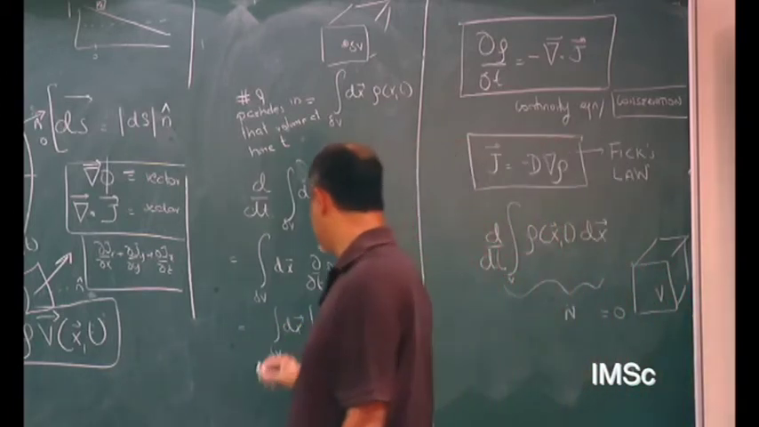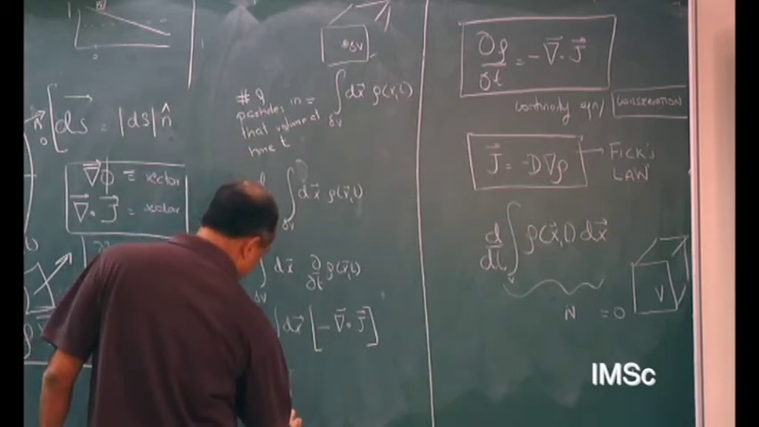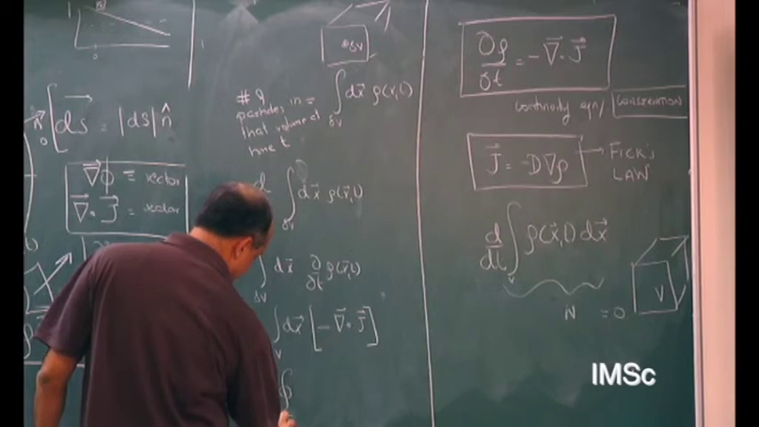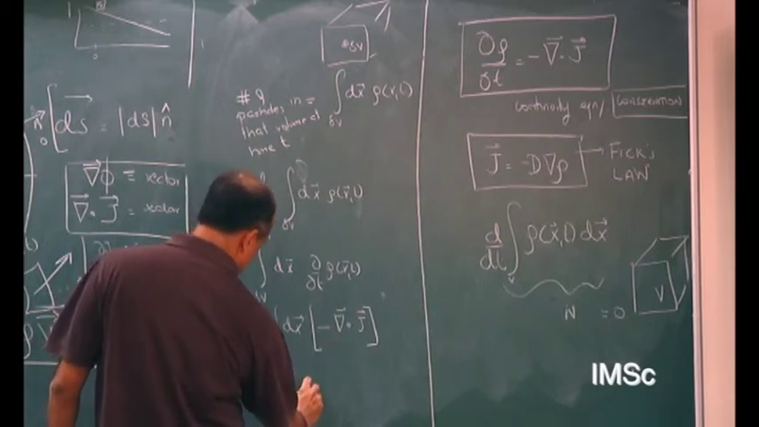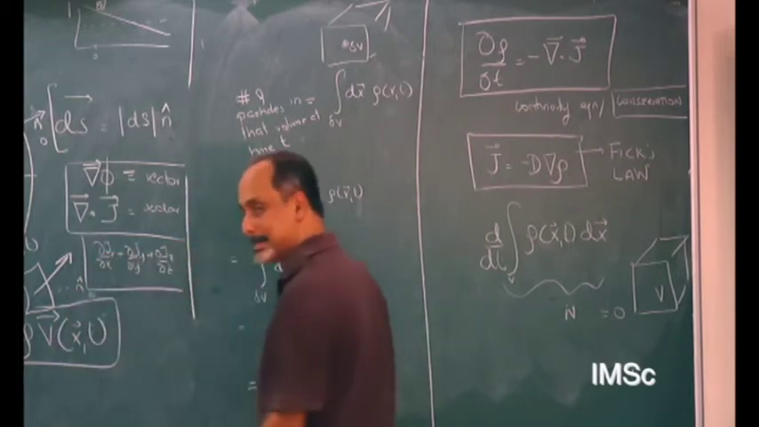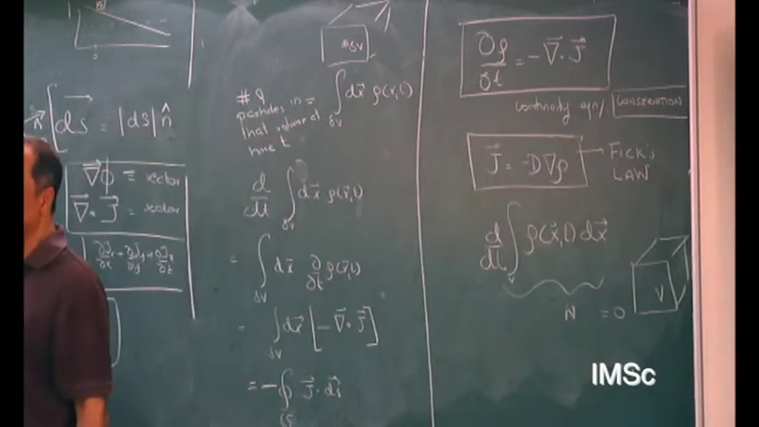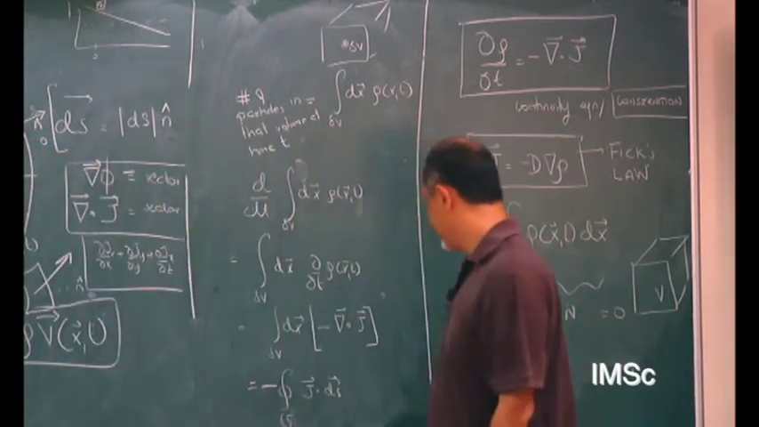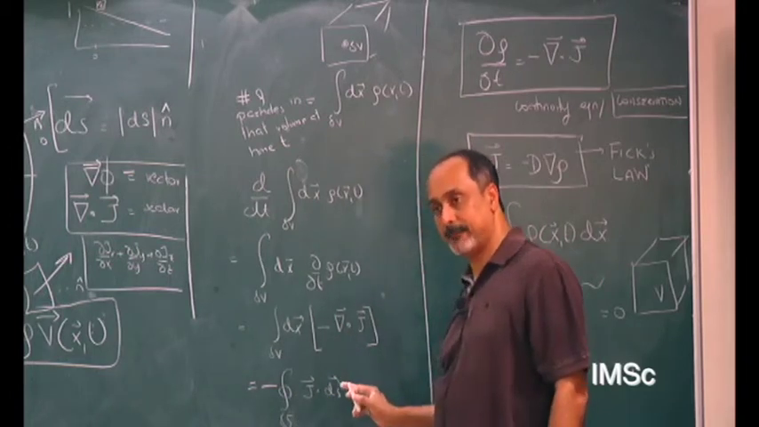But now I can simplify this even further. This becomes an integral over the surface delta S bounding that little volume, with a minus sign outside, of j dot ds. I have just used the same old trick that I wrote here as the divergence theorem. So this is the current calculated over the whole surface.